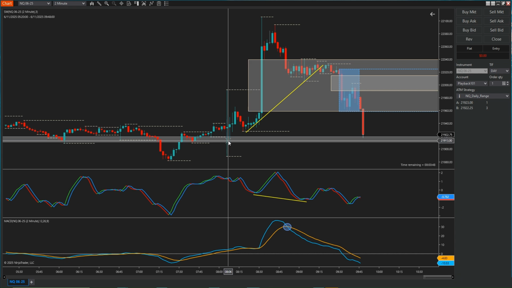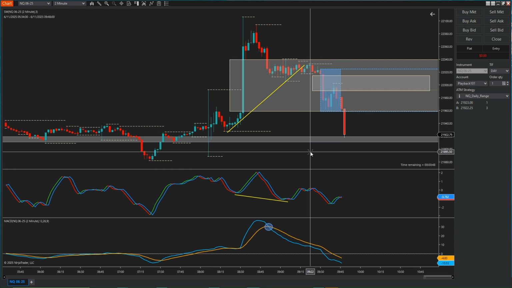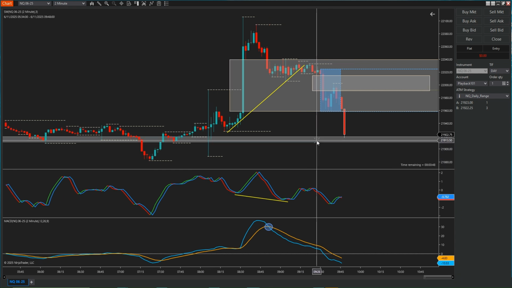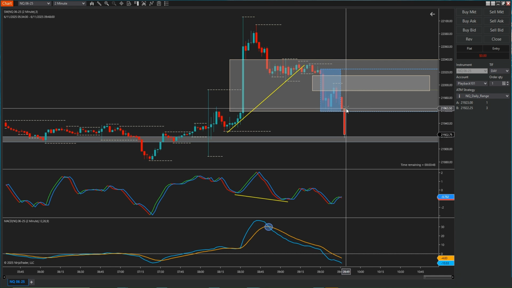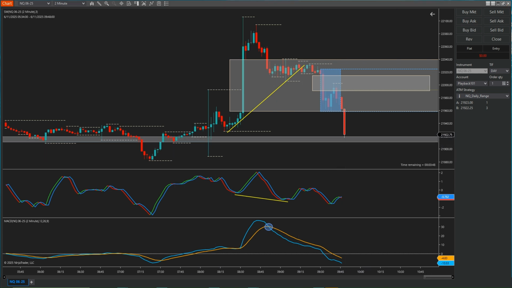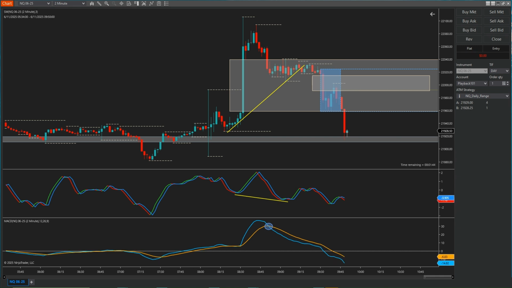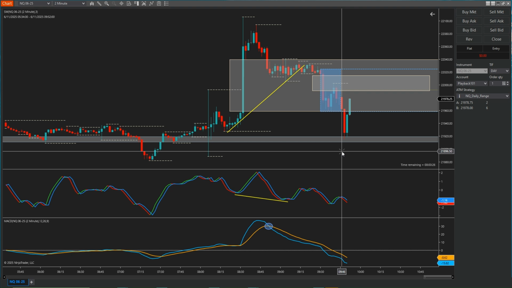We rejected here. So this wouldn't be an open range break that I would take, guys, just because of the size of the candle and just because we're going into a support level. Let's keep playing that. So that's a no on the open range break. We push back up into the range.